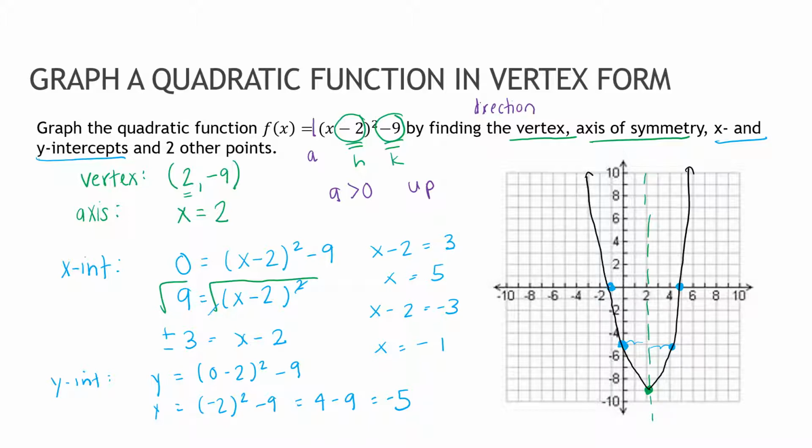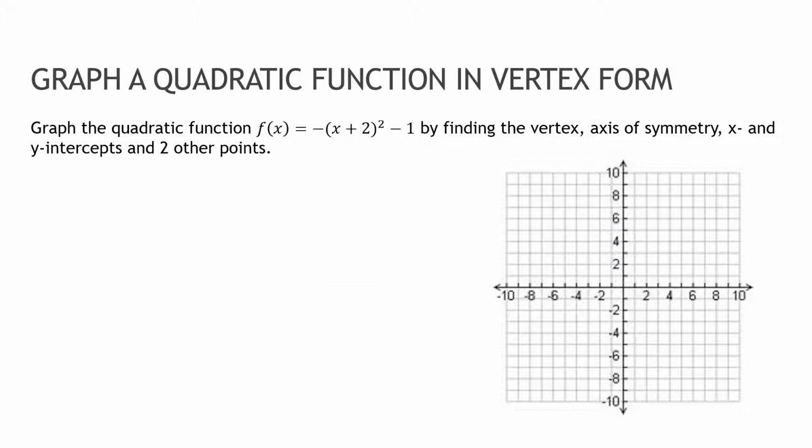And really, when you're doing this, you're probably going to be matching, so it'll be easy to find those landmarks and then match your graph. We'll do one more together before I have you do one on your own. Again, I didn't mention direction of opening, but we'll want that as well. Notice on this one, I have a negative in front. That means a is negative 1, which means this parabola will open down.